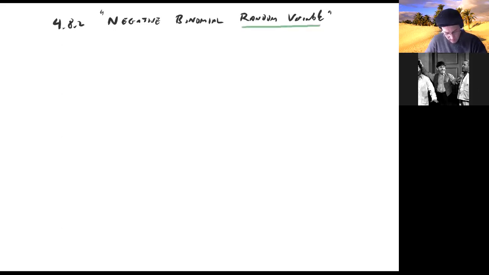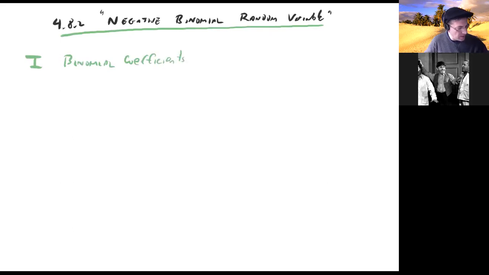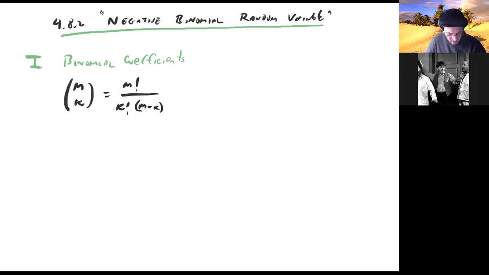So let me do the following. Let's first of all talk about binomial coefficients, again. Let's recall that if I look at m choose k, that's m factorial over k factorial times m minus k factorial by definition.